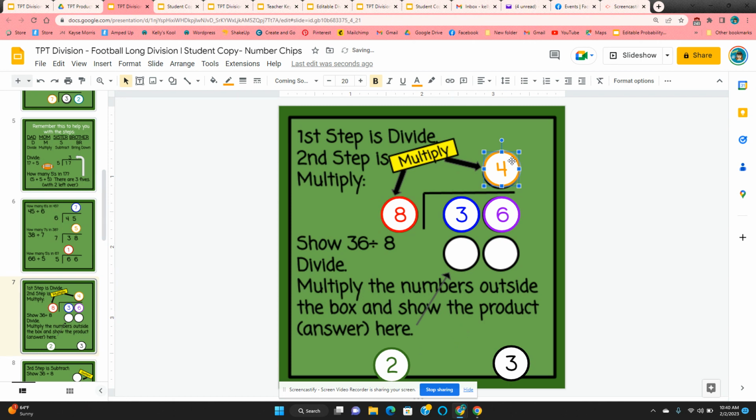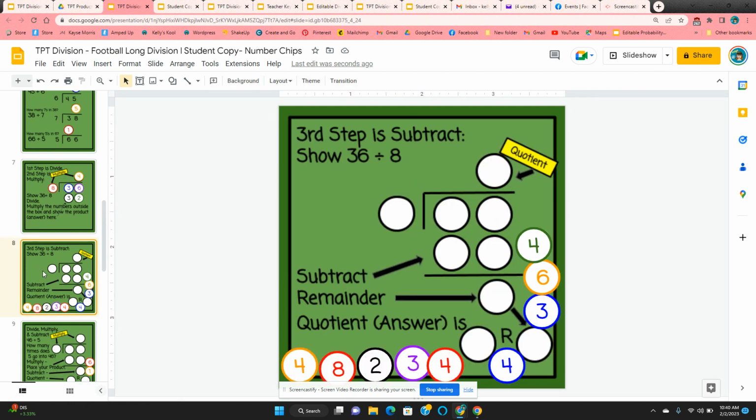So the next step they're going to learn is to multiply these numbers on the outside. And they get 32. 8 times 4 is 32. They're going to put the 32 right underneath the 36. So that's just the next step. The third step is to subtract. So here again, 36 divided by 8.